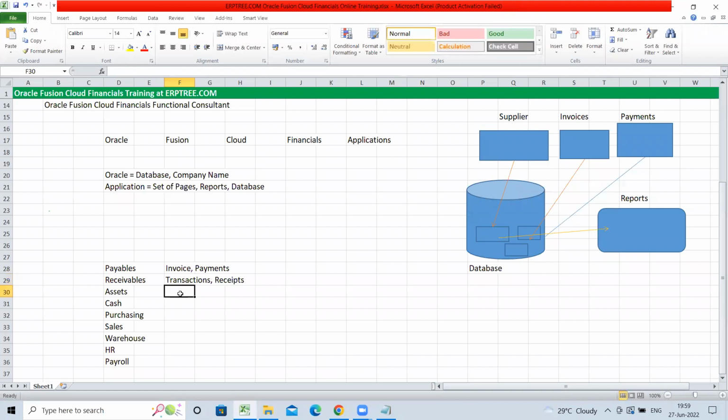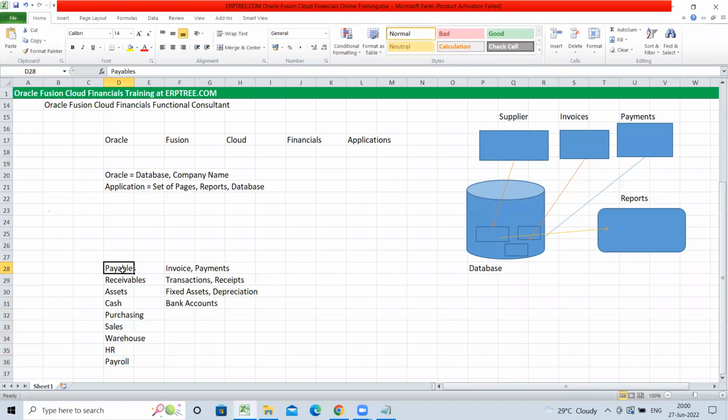And what is the job of asset department? They maintain the fixed assets. They calculate the depreciation. What is the job of cash department? They maintain the bank accounts. Okay. Here you don't need to understand as of now, later we'll discuss about it.